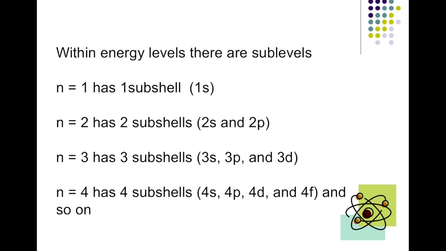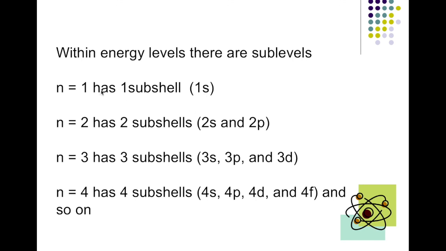Within each of these levels are sublevels, or subshells. And they each have a different shape. They each hold different numbers of electrons. We're going to look at what each of those shells are, and you're going to need to know each of these shells in each of these levels. So the first shell, n equals 1, has one subshell, and we call that 1s. So it's the 1s shell.